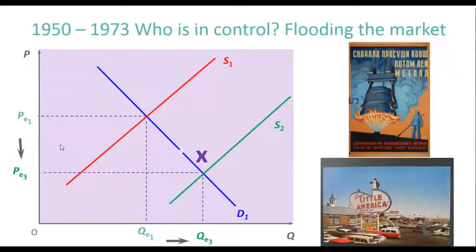After the war, there were big supply changes and increases in supply as the Americans and the Russians flooded the market, and we could see our new X spot with a greater amount of supply. So quantity had moved to QE3 and the price had come down to PE3.